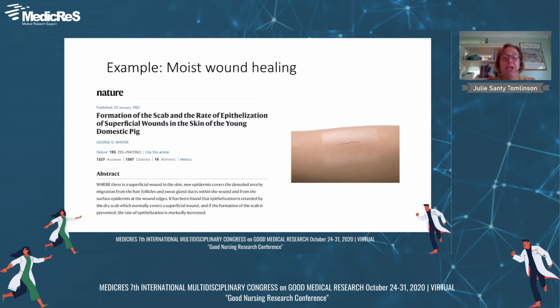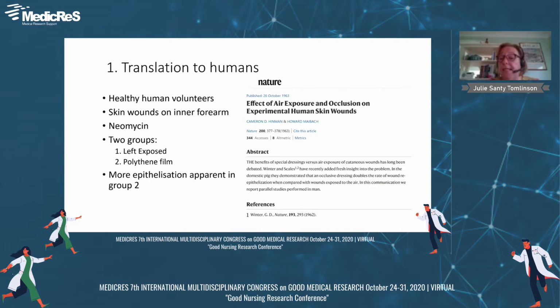You could argue that in terms of our phases of research utilization and translation to practice, that was the bit before phase 1 that I was just talking about. Then things moved on, and we moved into phase 1, where only a year later, some researchers called Hinman and Maibach looked at this from a slightly different angle in 1963. They moved into the translation to humans phase. They looked at the effect of air exposure and occlusion using a plastic film on experimental human skin wounds.